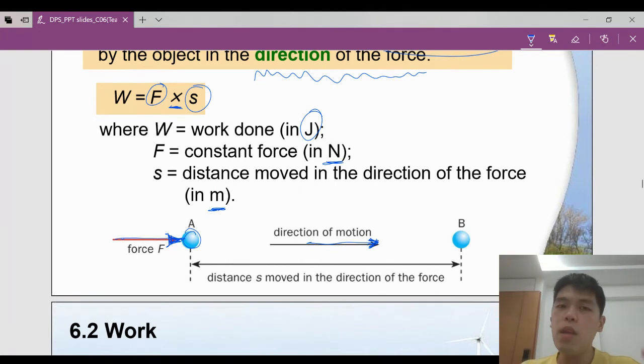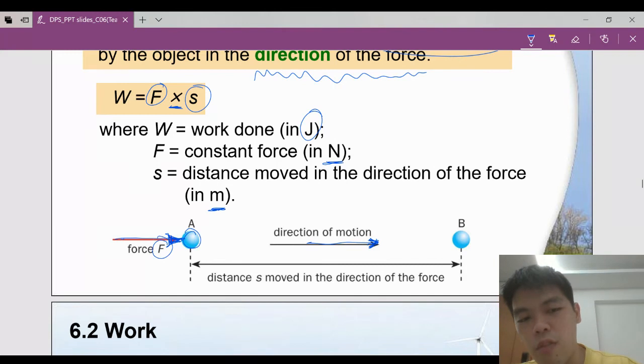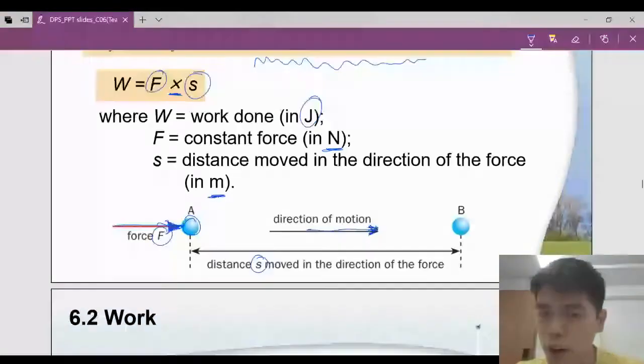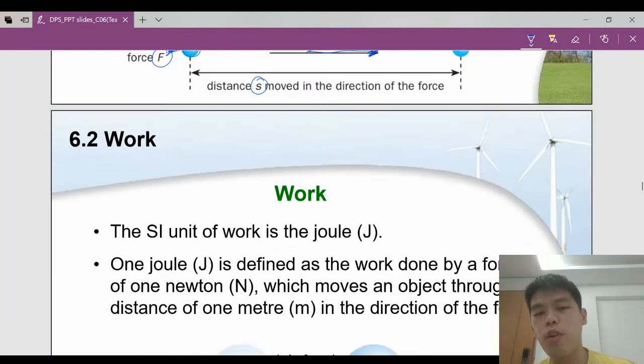You can only multiply the force by the distance if this distance is in the same direction. So I can take F times this distance s, because the direction it moved must be in the direction of the force, or what we call parallel. We'll do more examples. If you're not very clear, don't worry, we'll do more examples.